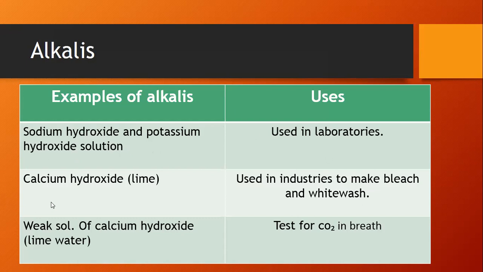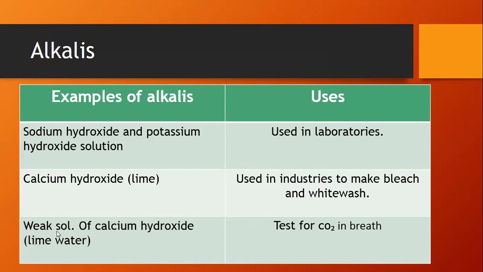The second example that we have is calcium hydroxide. Calcium hydroxide has another name, which is lime. What are the uses of calcium hydroxide? We use it in industries to make bleach, to remove color or stain, and the whitewash.